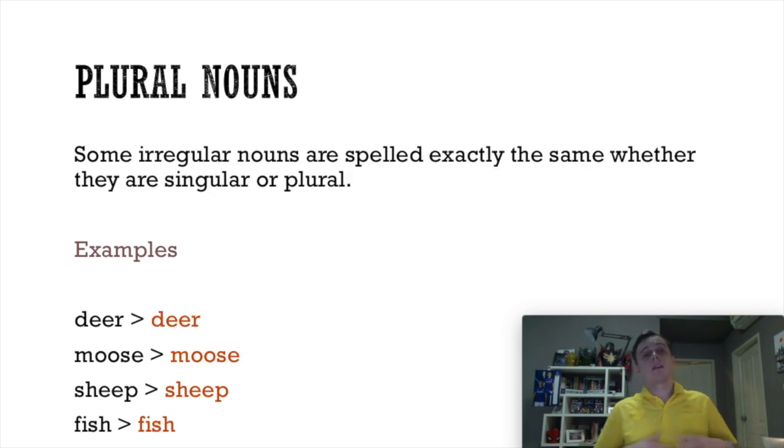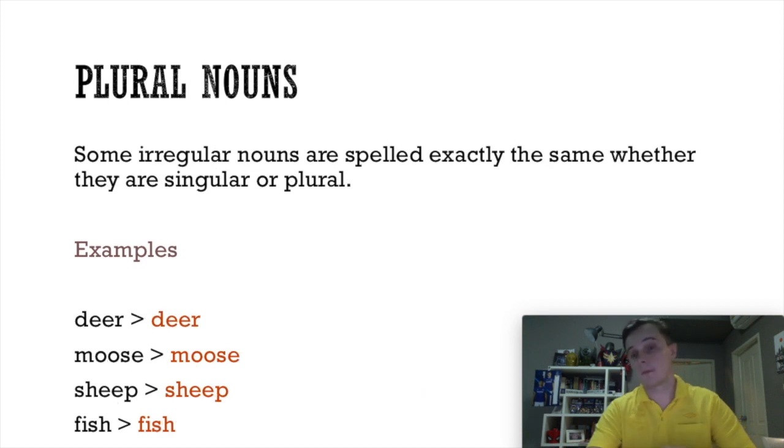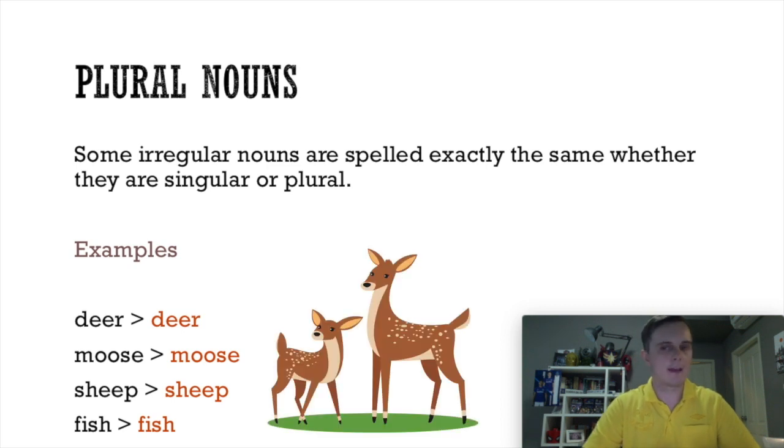Sometimes there are irregular nouns that are spelled exactly the same as if they're singular or plural. The examples we just looked at, the plural form is spelled completely differently to its singular form. But sometimes irregular nouns are spelled exactly the same, whether you have one or more than one. So these examples we're going to look at, they're animals. A deer, like reindeer, you don't say deers. The singular and plural form of the word deer is the same, deer, deer.